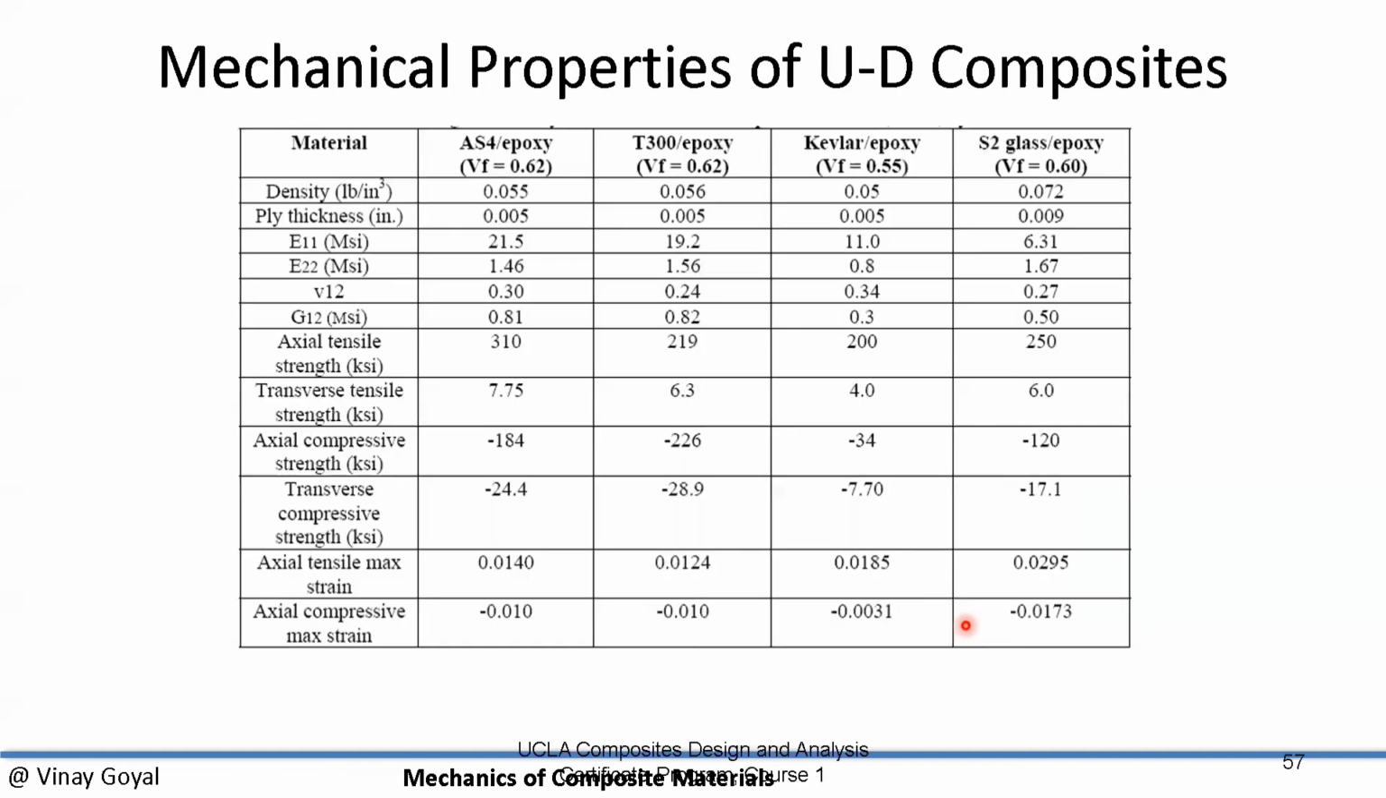As you're reading, understand those assumptions. Here is a list of mechanical properties of typical unidirectional composites. You can see here S for epoxy with a fiber volume content of 62%, T300, Kevlar, and S2 glass. Next, you see the density, ply thickness, and so forth. E11, E22, Nu12, G12, tensile strength, compressive strength, and so forth. All this testing can be obtained using the ASTM standards I had previously discussed.